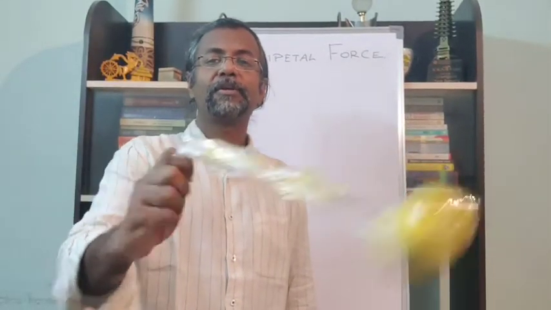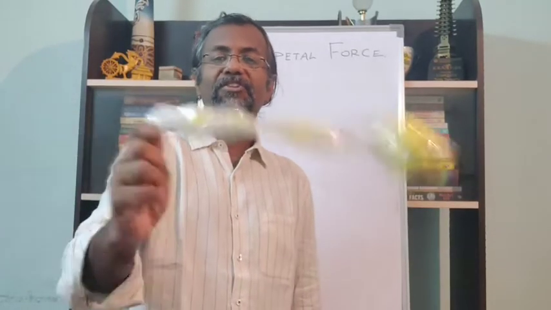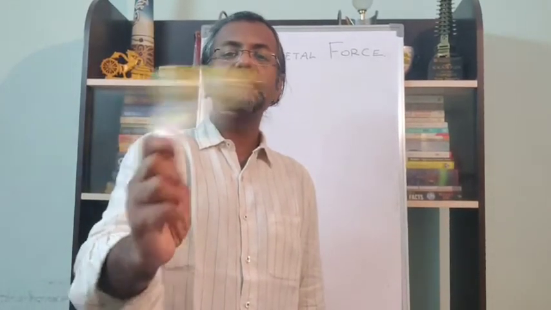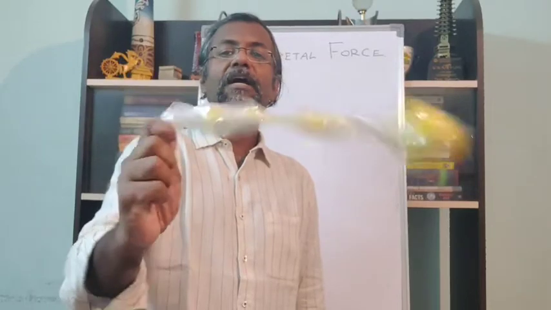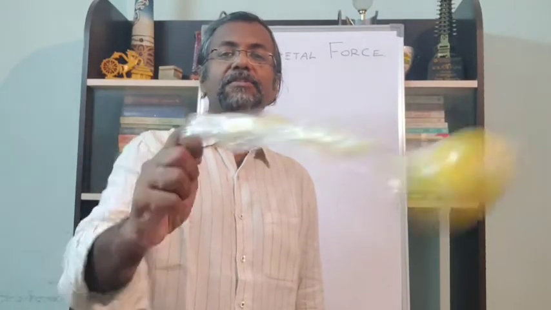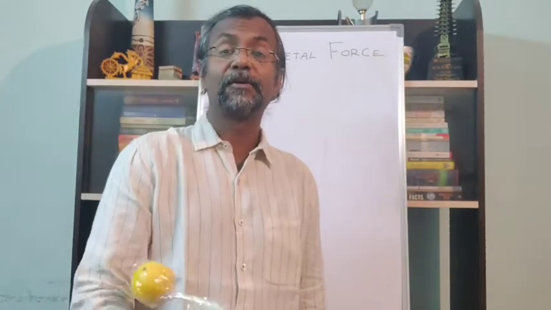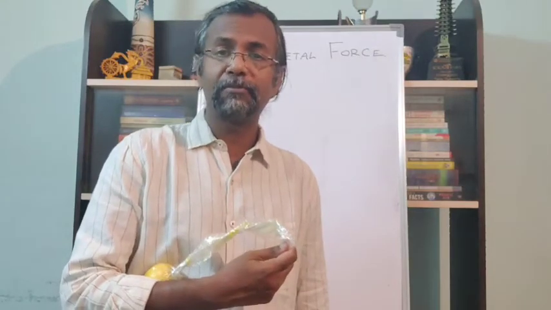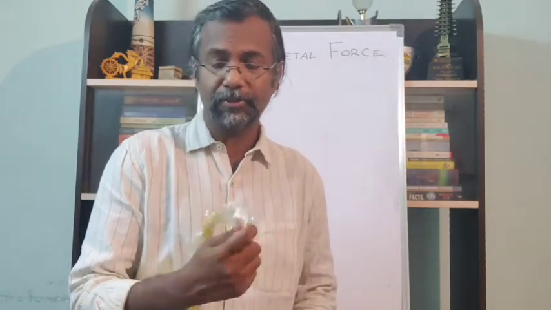A ball is made to go in a circular motion. You can say it's a plastic rope tied to the ball, and the ball is made to go in a circular motion at a constant speed. The speed of the ball is constant. We have seen this motion before, and we call it uniform circular motion.